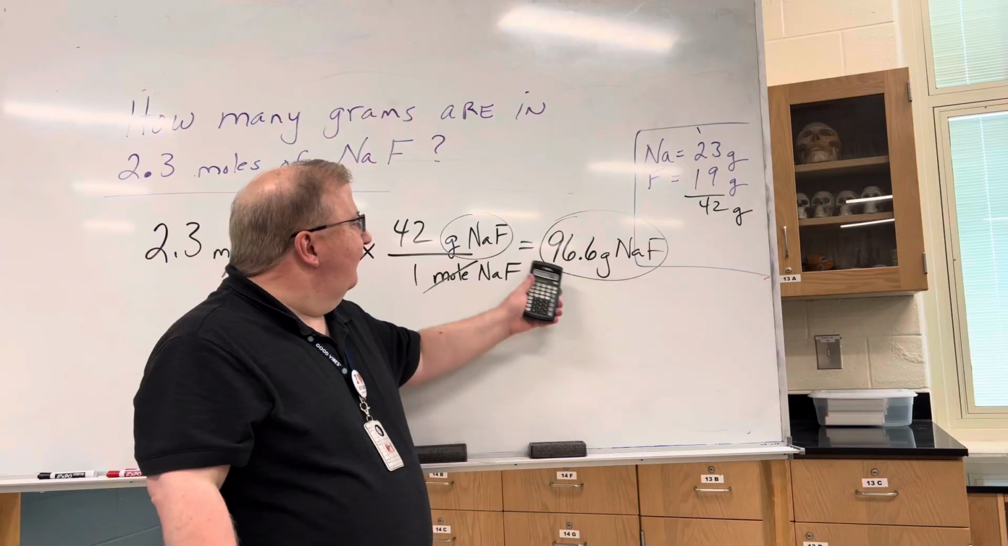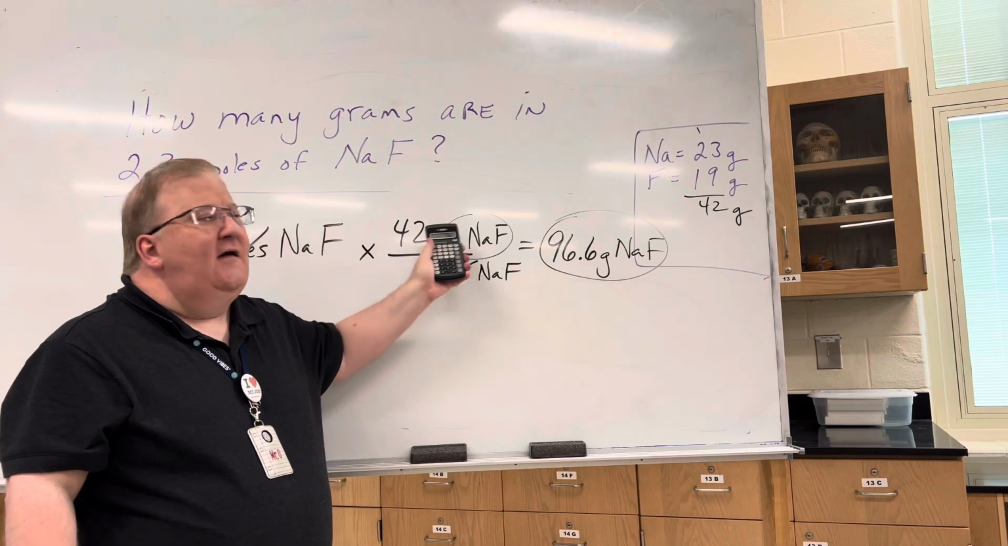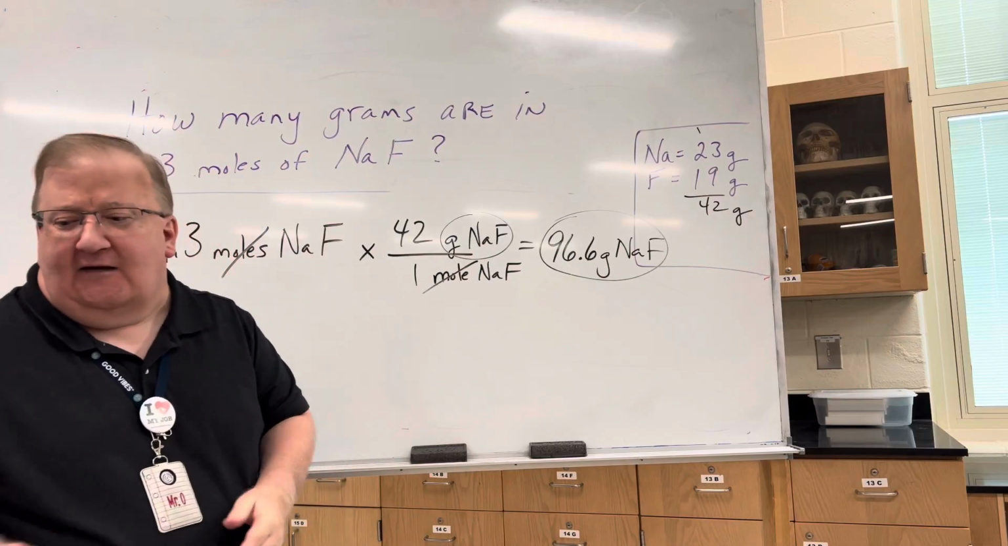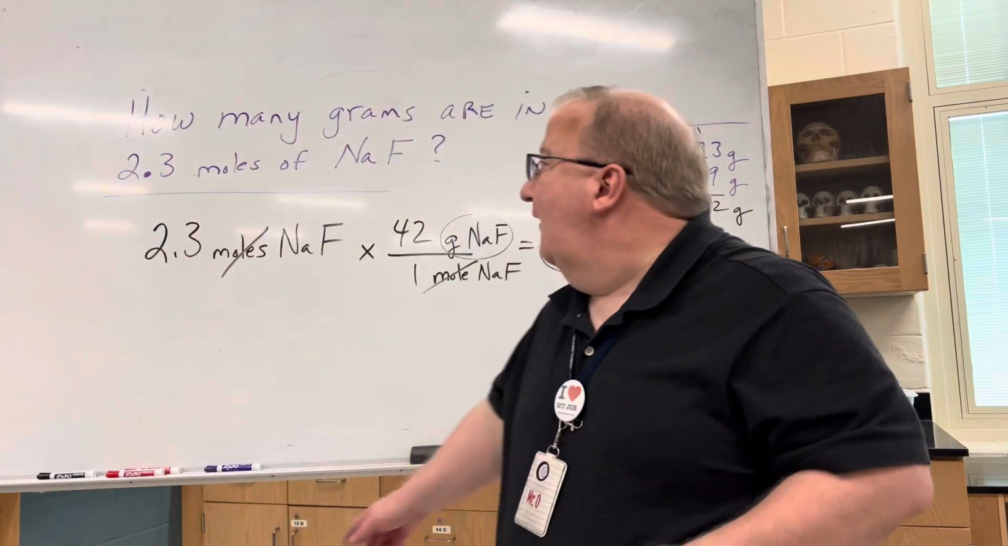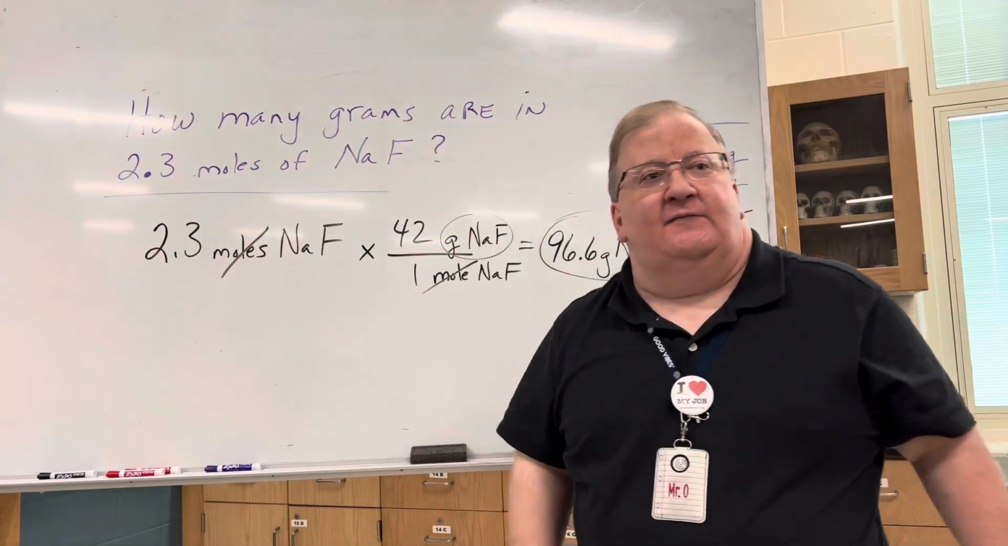So just know that all we do is multiply the top 2 numbers there in the numerator to get our answer. All right, and that's how you do dimensional analysis when you're trying to go from moles into grams, finding grams.